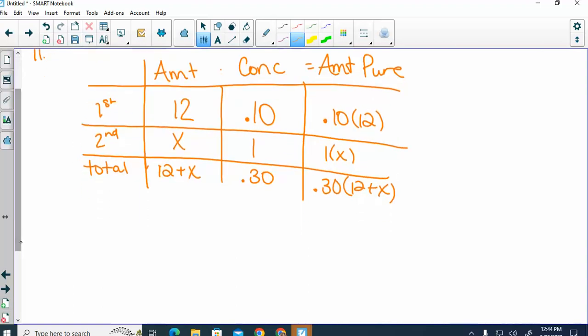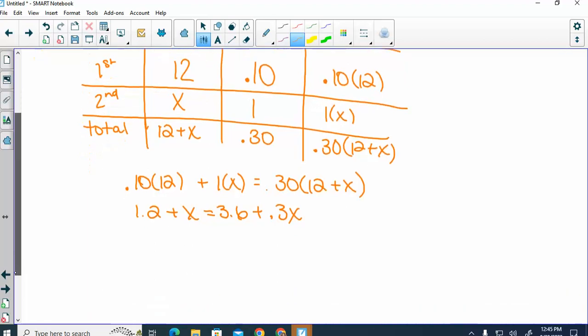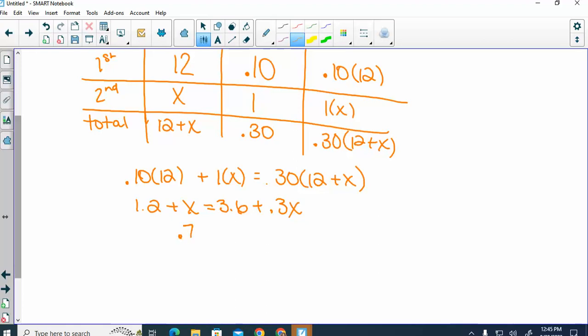You always add the first two to equal the total. So 0.1 times 12, 1.2 plus X equals 0.3 times 12 plus X. So if I subtract over my 0.3x, subtract over the 1.2, divide, it is not going to come out perfect.